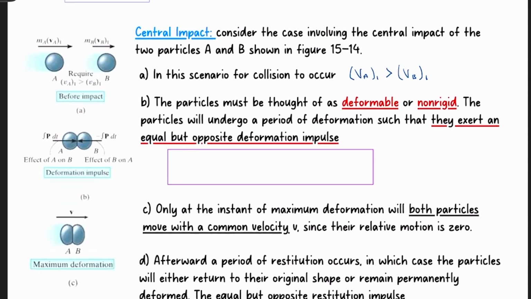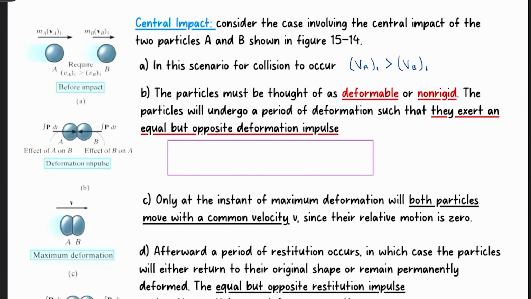Okay, so we have here some of the definitions for each one of those. Once again, you can read this in my notes so that you don't spend too much time in this video, but those are available for you as well as in the book. Just quickly summarizing, we have the central impact, at least for this scenario. Notice that we have two particles, A and B. They are moving in the same direction before the impact, where the velocity of particle A is bigger than the velocity of particle B. If that's the case, A will eventually reach B, and there will be some collision.